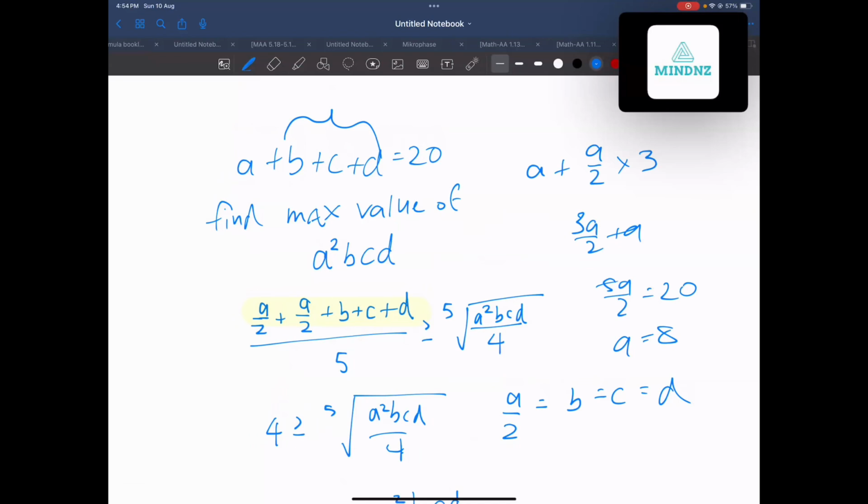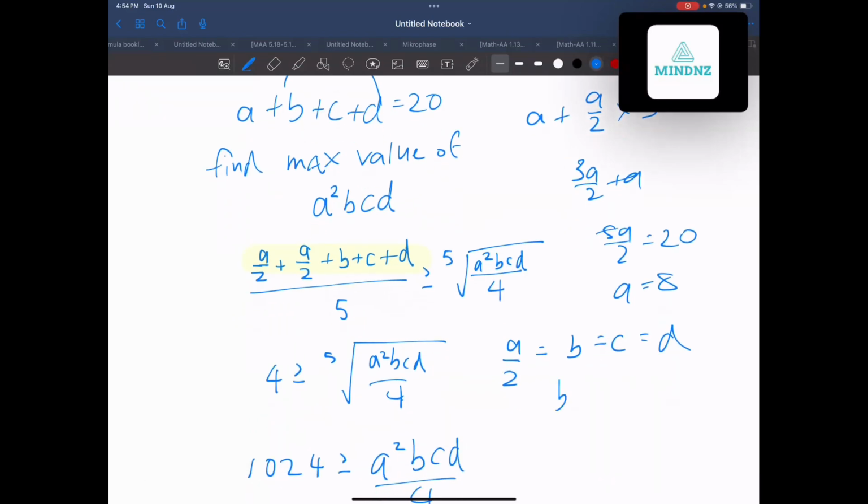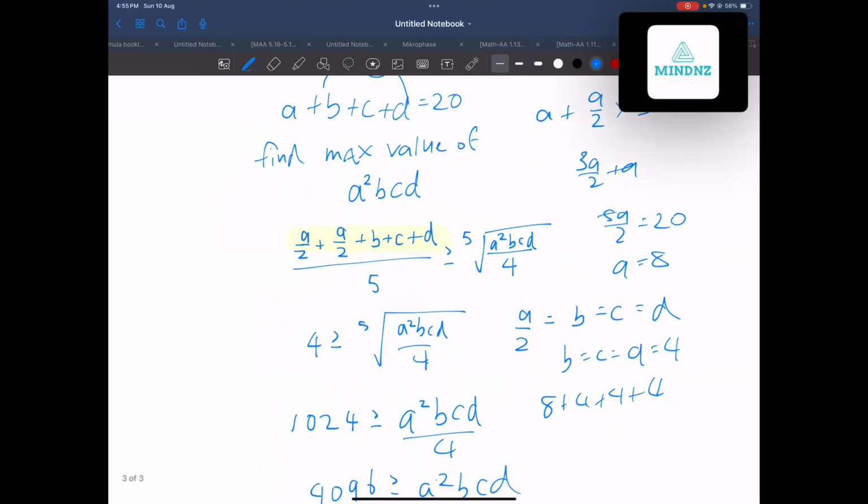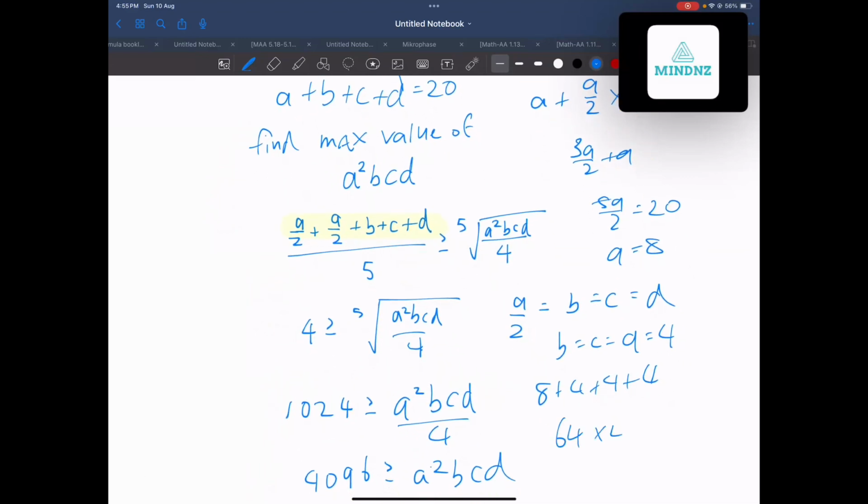Yep, and then because b, c, and d all equal half of a, that means that b equals c equals d equals 4. And we can see that this works. It's going to add up to 20 because you have 8 plus 4 plus 4 plus 4. And then if we try to figure out the product, then we get 64 times 4 to the power of 3. And there we go. We have found the maximum value.